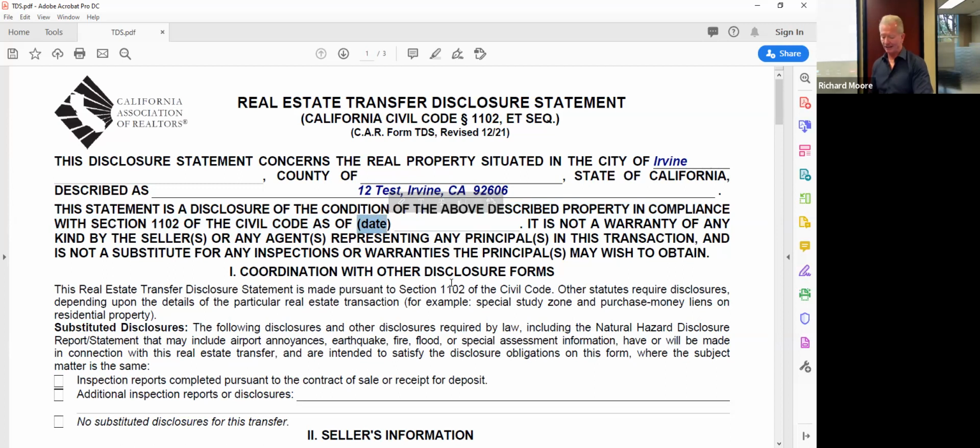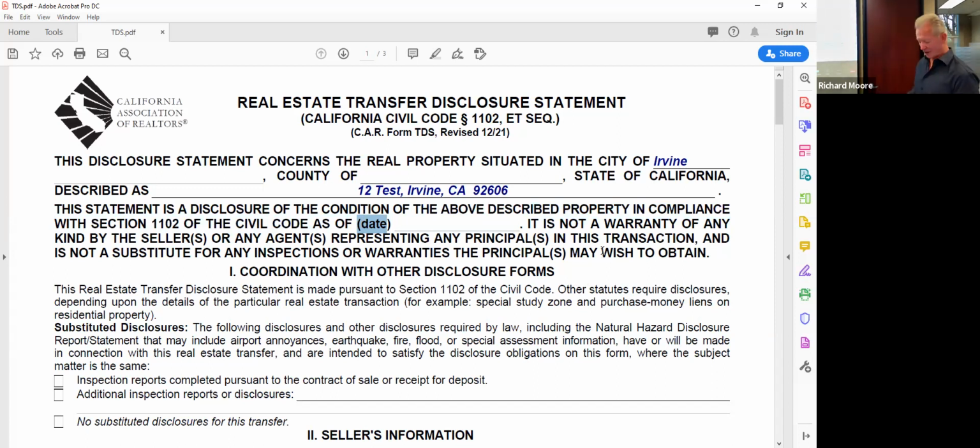And then keep in mind that the purchase contract, we always wonder what's the issue about the TDS in regards to completion. When is it actually complete? Because remember, if you deliver an incomplete TDS, it leaves the rescission period open for the buyer. So let's define what a complete TDS consists of.